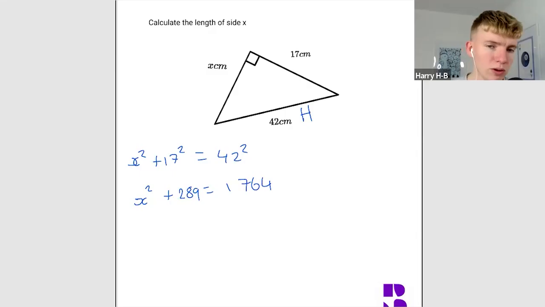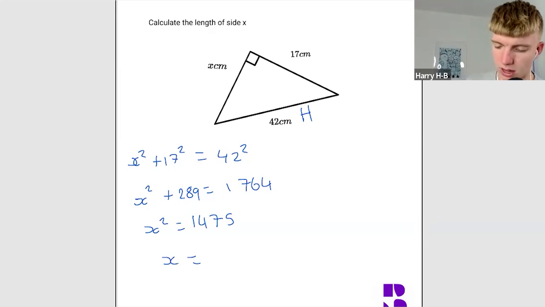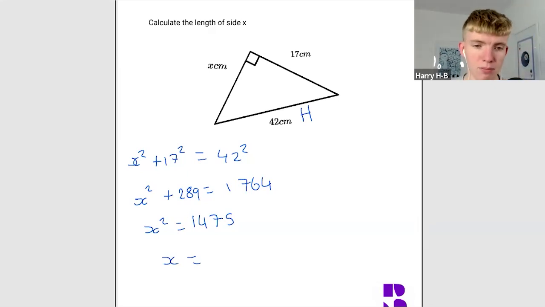Okay, so all we have to do now, x squared is equal to 1764 minus 289, which is 1475, and then square root that to get our answer. Square root answer, and that is going to give us 38.4.